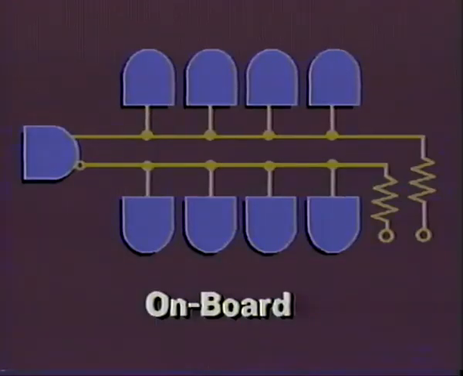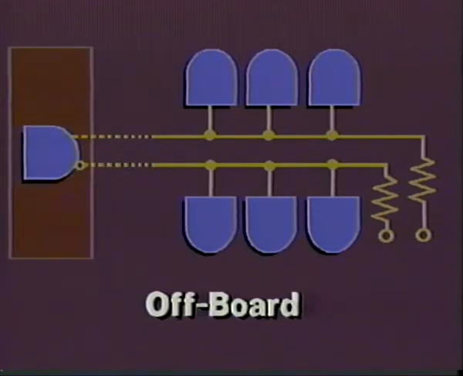Each gate array output can drive a maximum of 4 loads on the same circuit board. Off the board, the output can drive only 3 loads. One load is lost on the connectors and wires in between the modules.